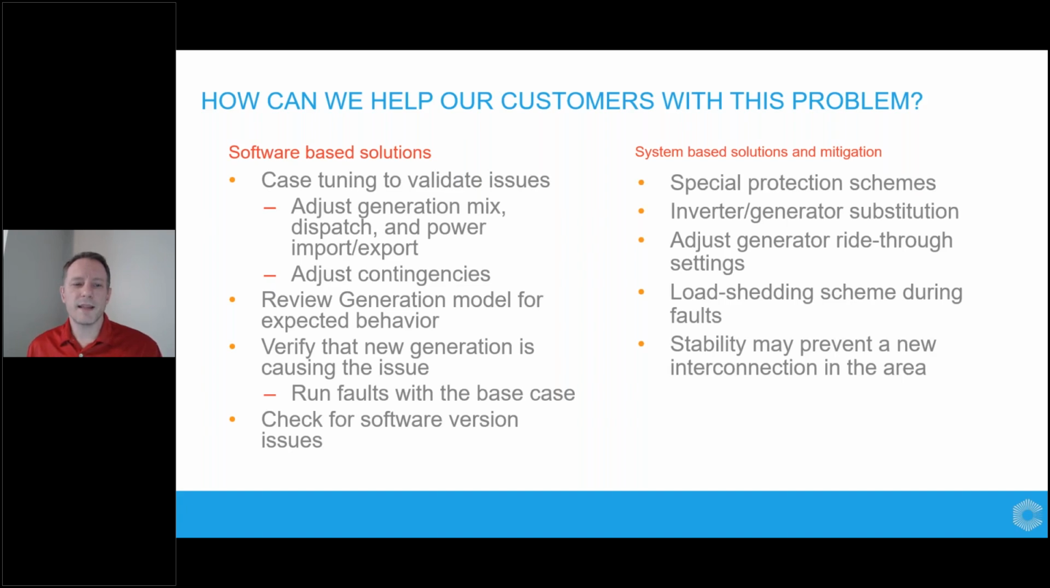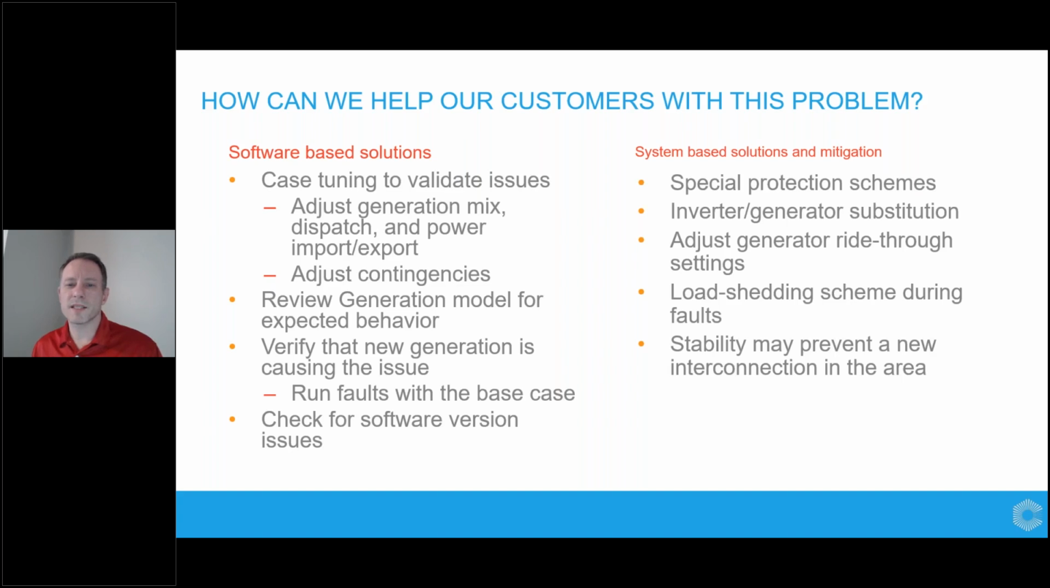If we've decided that the problem is the generation we're trying to add to the grid, there are some other things we can do. Usually these are actual grid-based things. You can have a special protection scheme to make it do something. Like if there's a contingency, you make it behave a little differently when that contingency is active so that it doesn't cause a problem. Utilities don't always like that, but sometimes they accept the special protection schemes.